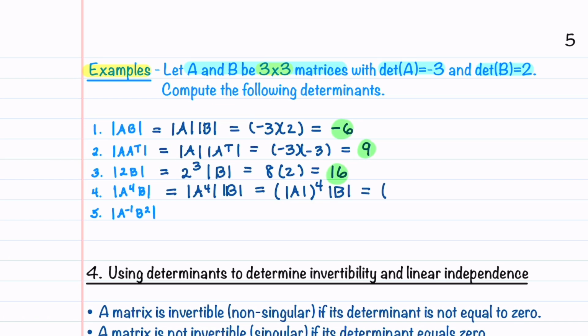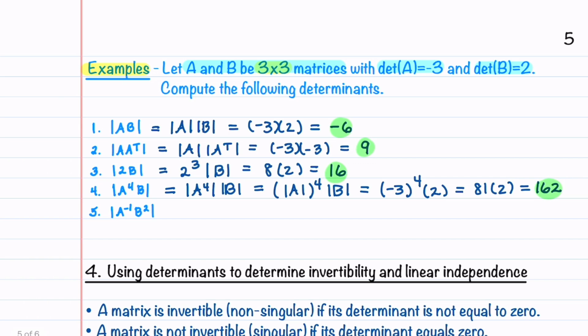The determinant of A is minus 3. That gets raised to the 4th, and then the determinant of B is 2. Minus 3 to the fourth is 81. Multiplying it by 2, we get an answer of 162.